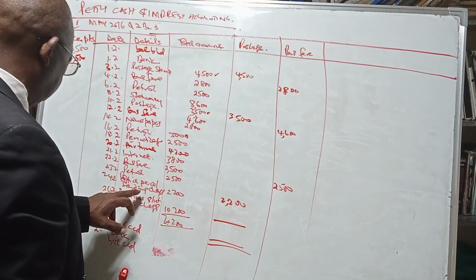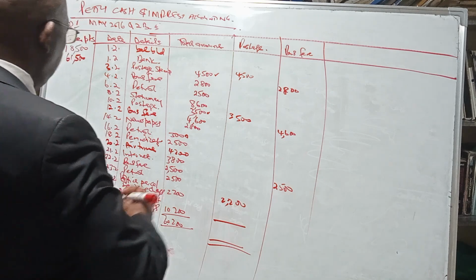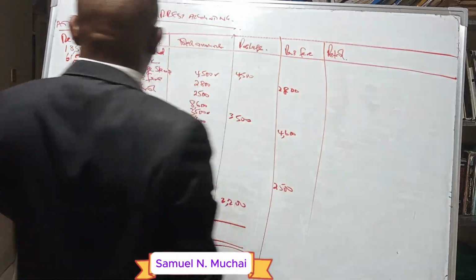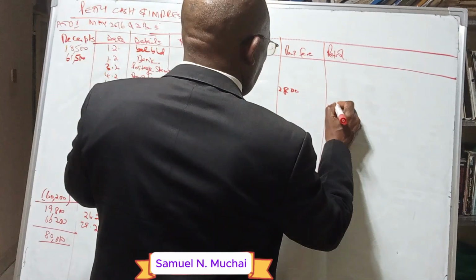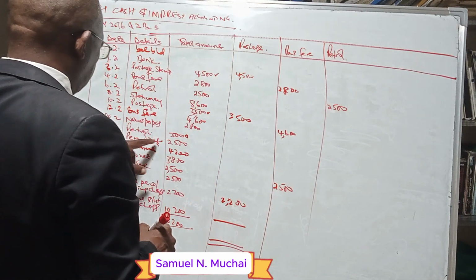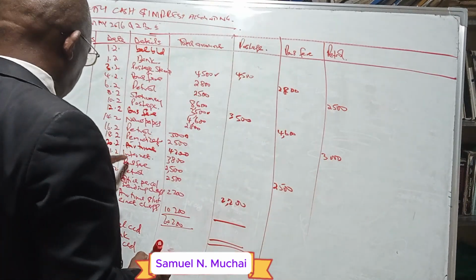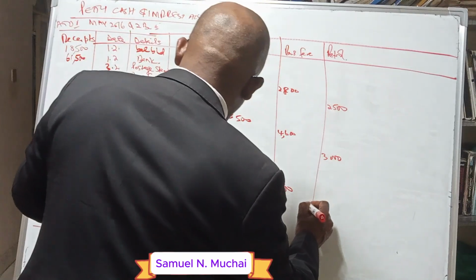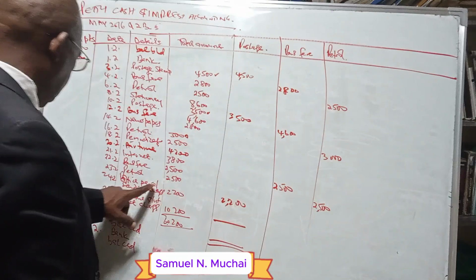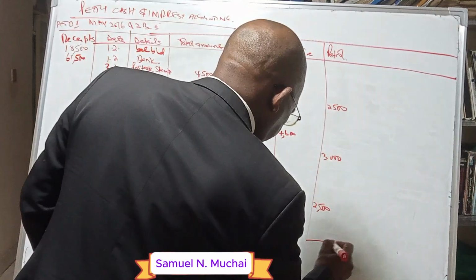Bus fare, office parcel setting. So bus fare gets to the end there. Then we have petrol. Petrol, 2,500. Any other petrol? Yeah, petrol 3,000. Petrol 3,000. Petrol 2,500. And then we don't have any other petrol.